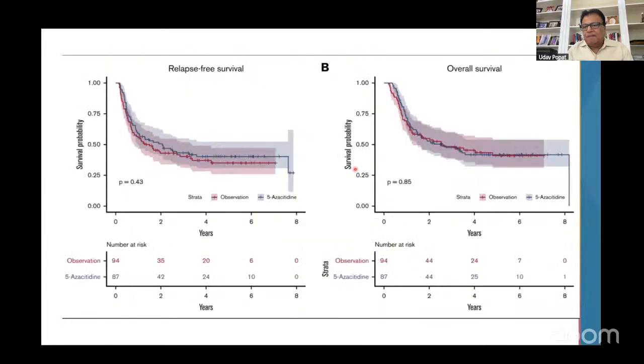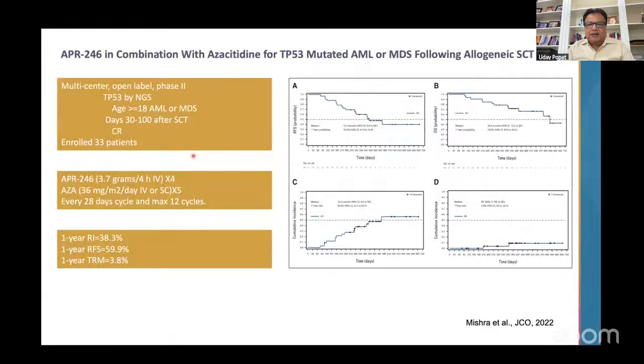The bottom line, the survival curves are overlapping. So this was very disappointing. Despite years' worth of effort, we did not find any improvement in survival. So next step, is there anything else you can do?